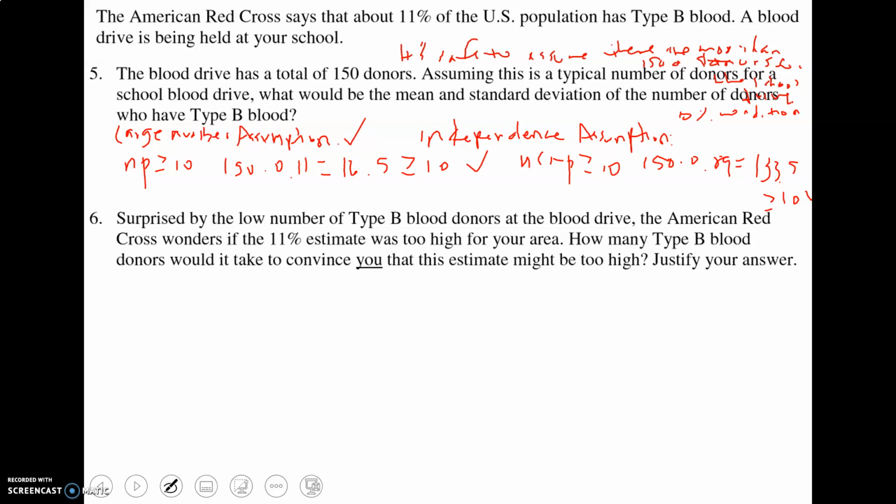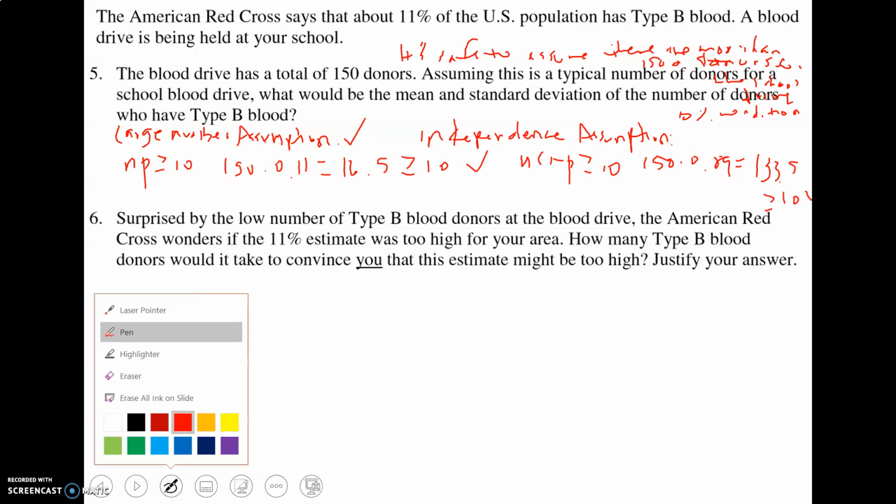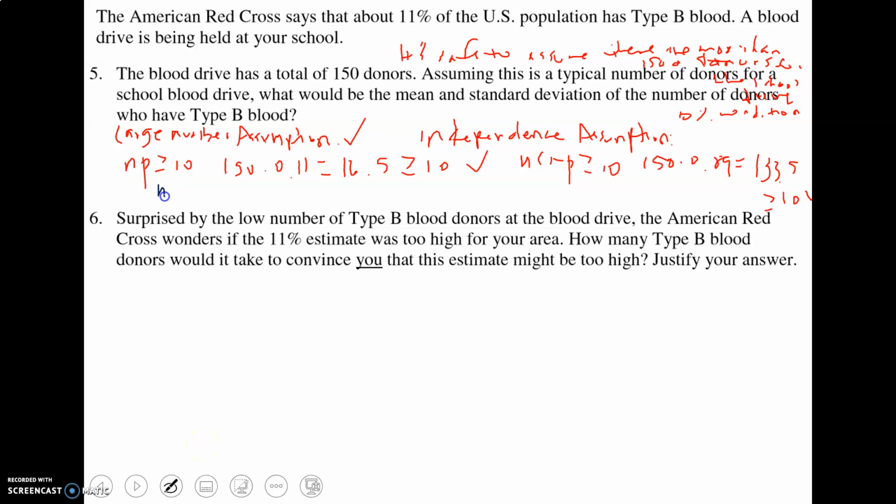So then, since the two assumptions are met, we can use the formula, which is np, the expected value, the mean. We already found that, which was 16.5. And then the standard deviation was the square root of npq, which is 3.83. So that's the answer for number 5.